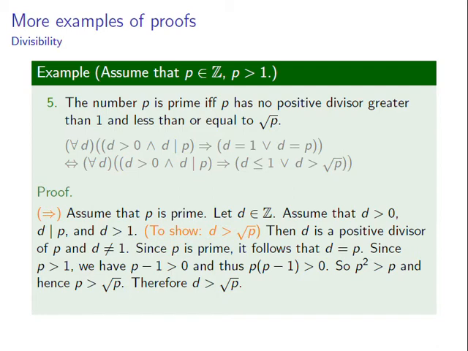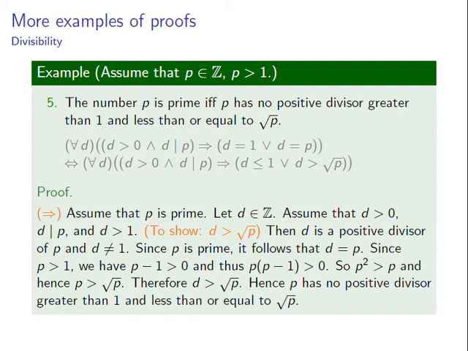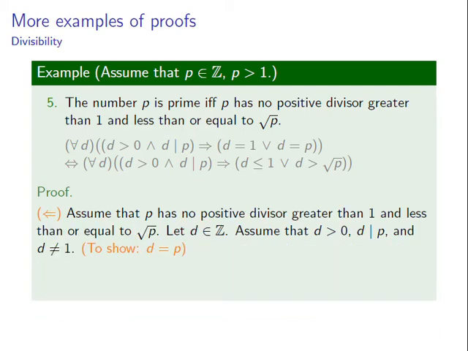This shows that p has no positive divisor greater than 1 and less than or equal to the square root of p. For the backward implication, assume that p has no positive divisor greater than 1 and less than or equal to the square root of p.